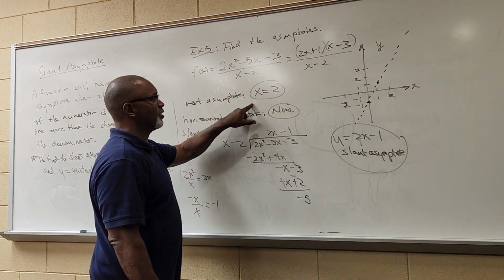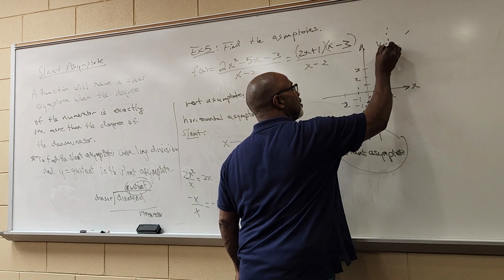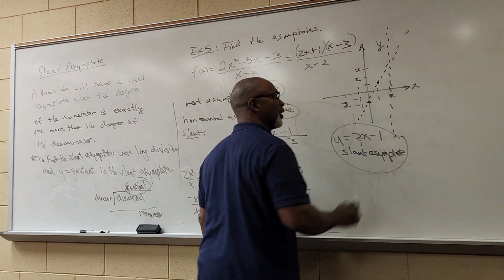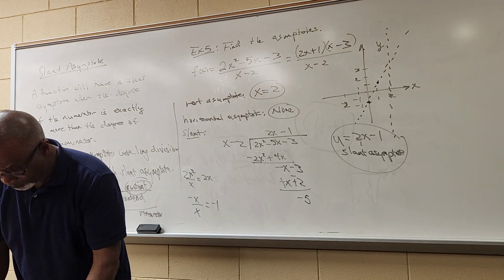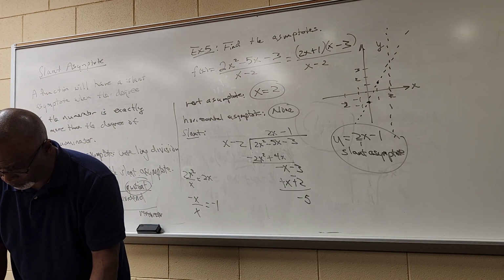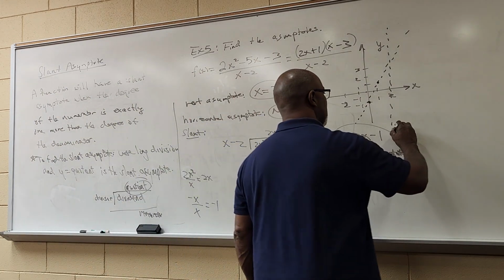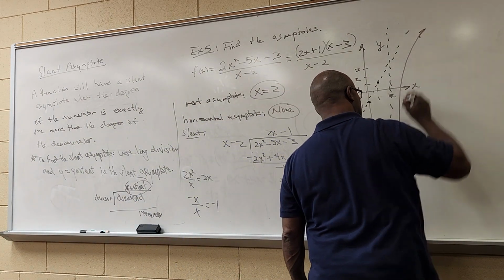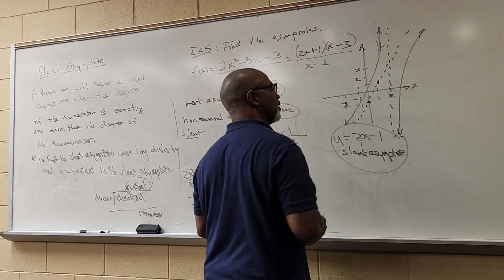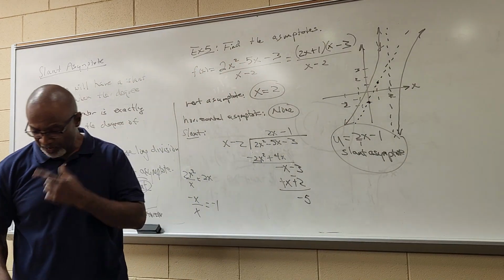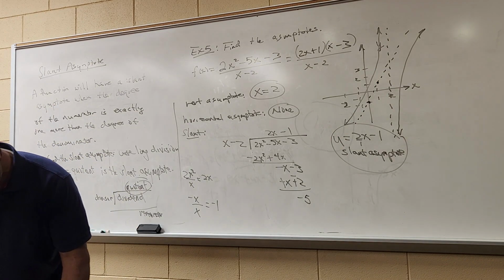I had a vertical asymptote at x equals 2. So there's that vertical asymptote. And the function will actually do the following. There'll be a piece of the function over here that does that, and a piece of the function over here that does that. So there's a graph of that function. Okay?